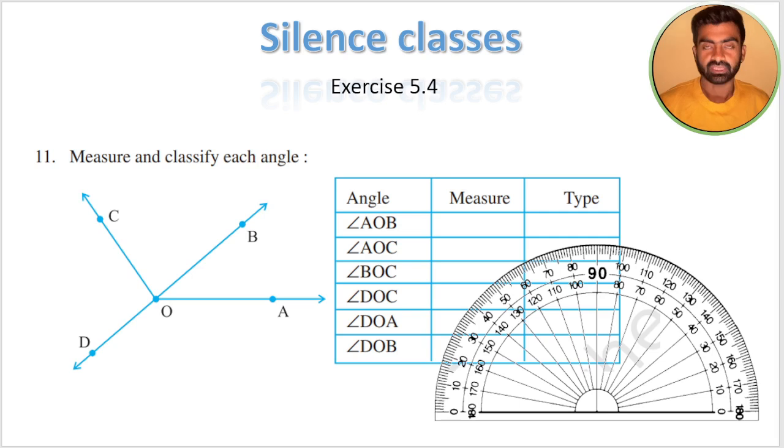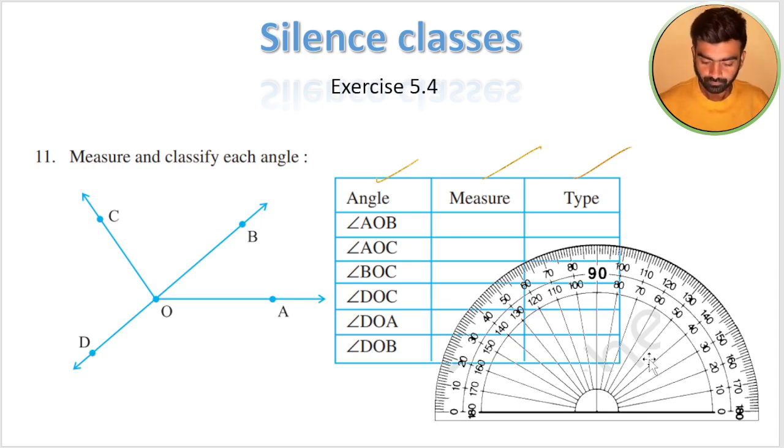Measure and classify each angle means, in these particular figures, some angles are given. It is mentioned over here. We have to write down the measures and which type of angle it is, whether it is an acute angle, a right angle, an obtuse angle, or a reflex angle. So we have to find it out and mention it over here.